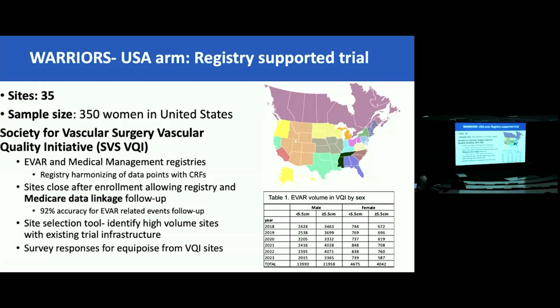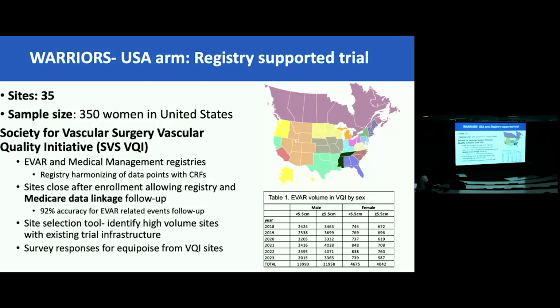So what makes this trial pragmatic? In the US, this is going to be a registry-supported trial. What does that mean? We have a large vascular registry nationally called the Society for Vascular Surgery Vascular Quality Initiative. We already capture a lot of data on device interventions. EVAR is its own specialty-specific intervention module. And we also have a medical management registry where patients who get randomized to surveillance can be housed. To reduce the burden of data collection, the registry data has been harmonized with the case report forms of the trials. The data that we collect will be entered into the registry and directly transferred to Imperial, thus reducing the amount of data we have to collect at sites.